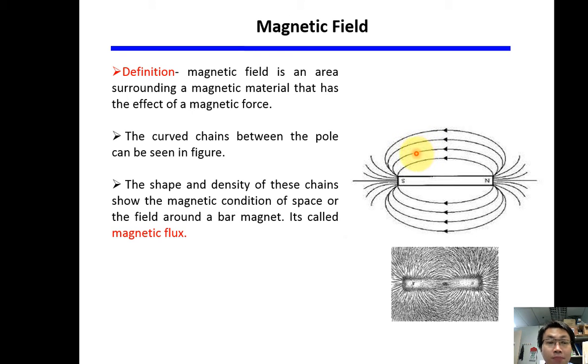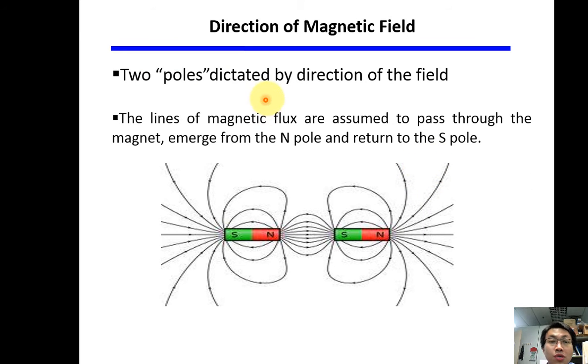The curved chain between the poles can be seen in the figure, curved chains like this. The shape and density of these lines show the magnetic condition of the space, or the field, around a bar magnet. We call it magnetic flux. Even though the lines are not enclosed, it is still called magnetic flux. So the two poles are dictated by the direction of the fields.